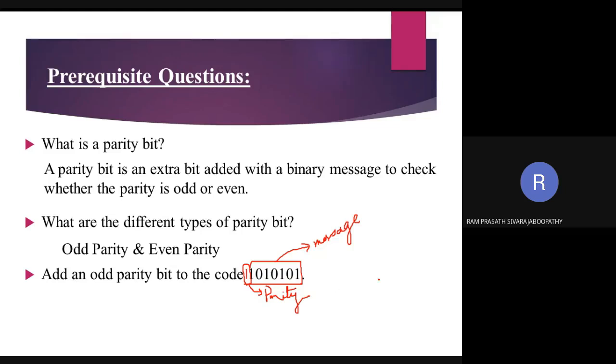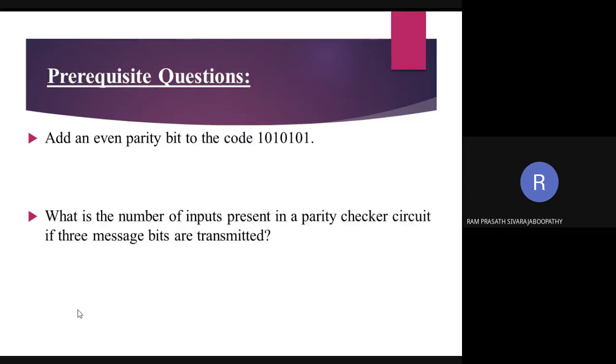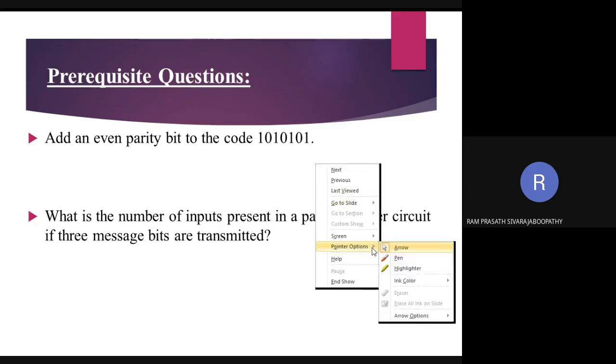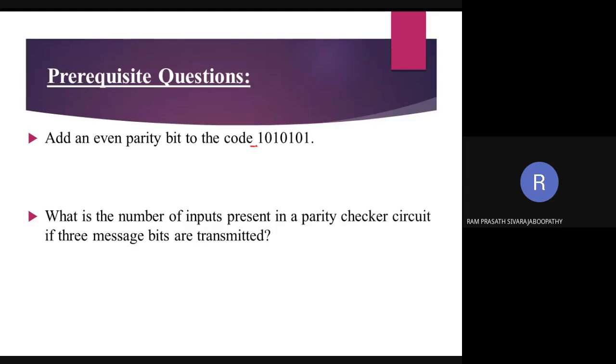Okay, fine. Next. So this is the answer we actually expected. Add an even parity bit to the code 1010101. Can you people type it in the chat? What must come here? It is already even parity data. So if we add a parity bit 0, we will get even parity at the receiver side.